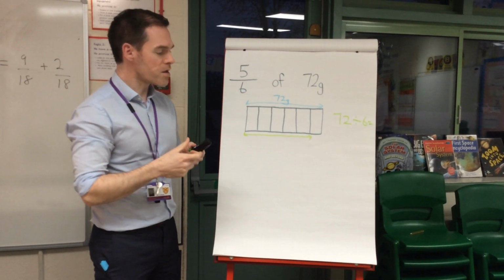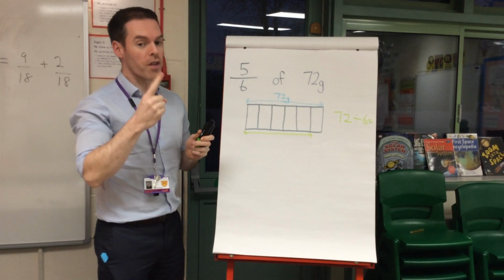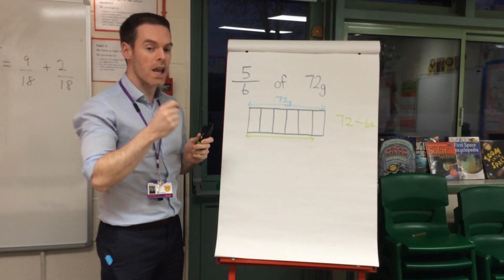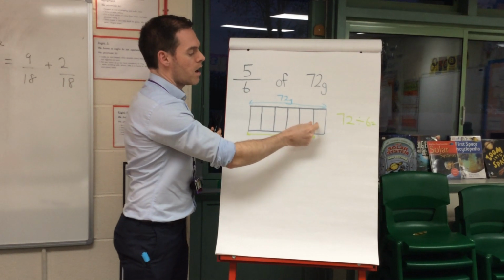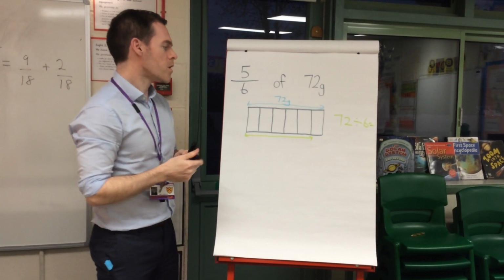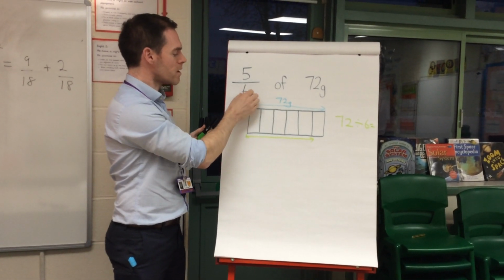So the first thing I'm going to do, and the key word that I've been repeating over and over again, is equal. Each of these parts is equal. So I've got my 72 grams, I've shared it into 6 equal parts.